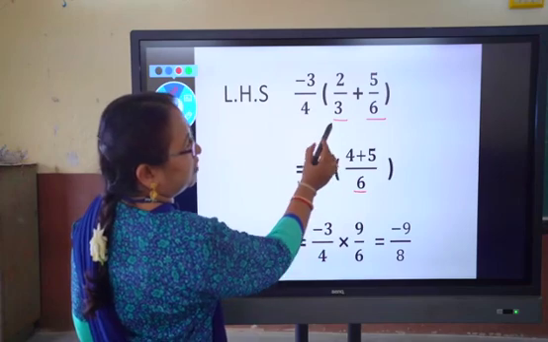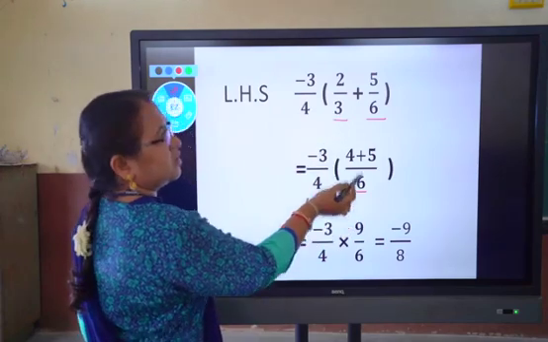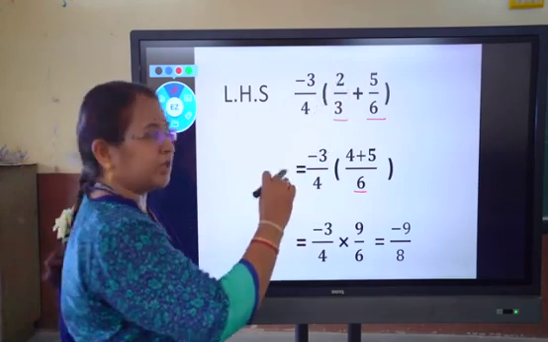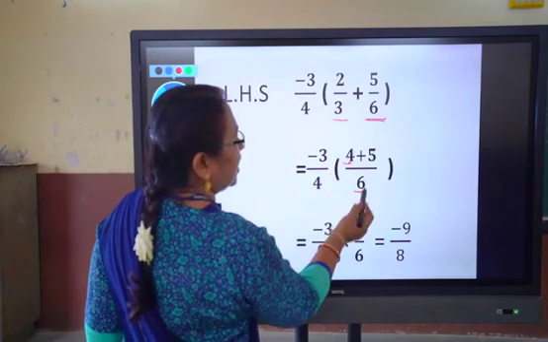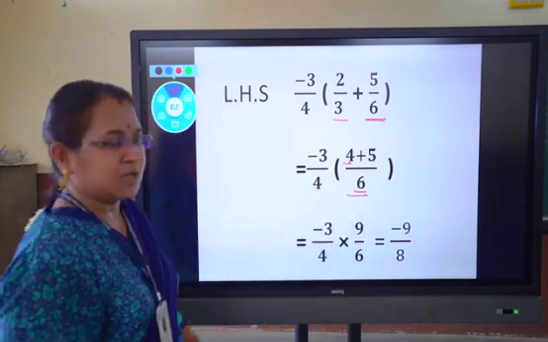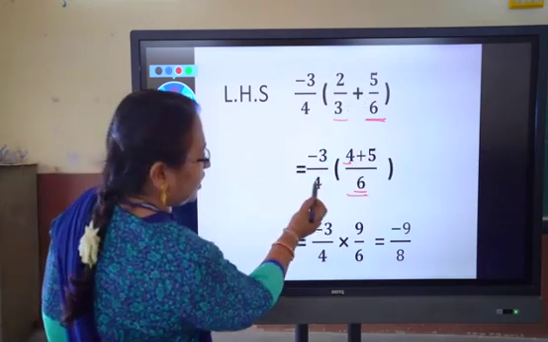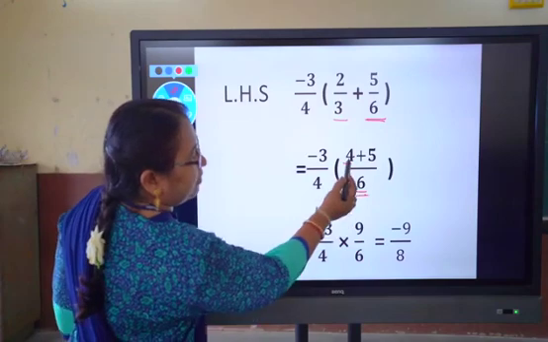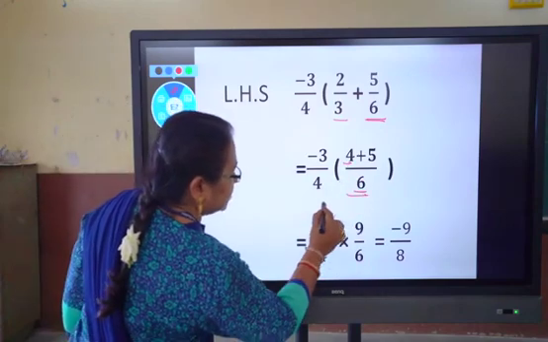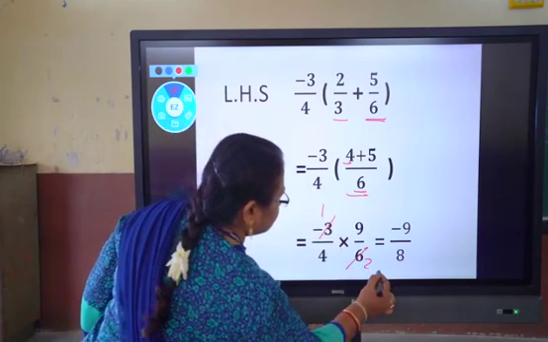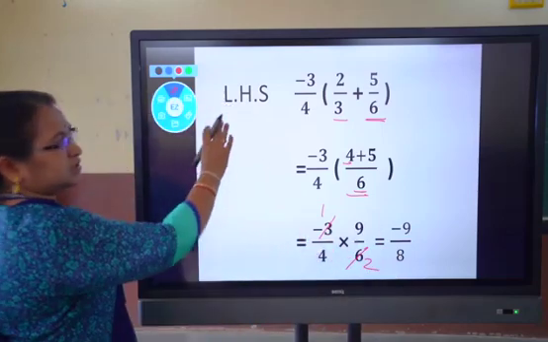Now to find the numerator, the denominator here is 3, so 3 multiplied by 2 is 6. Then that 2 will be multiplied with the numerator 2, so we get 4. The second denominator is 6, and the LCM is also 6, so the numerator will remain the same, that is 5. Now we get minus 3 upon 4 multiplied by (4 plus 5), 9 upon 6. Now simplify: 3 ones are 3 and 3 twos are 6. Then we get minus 9 upon 8. So this is our LHS.